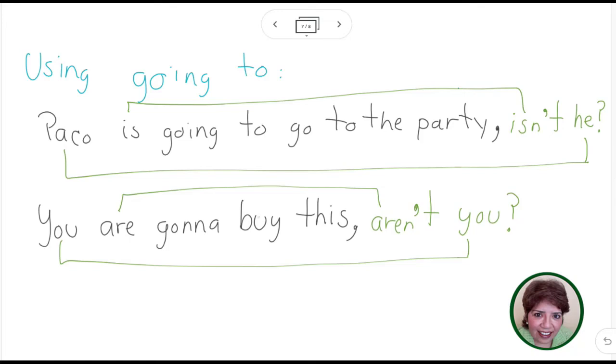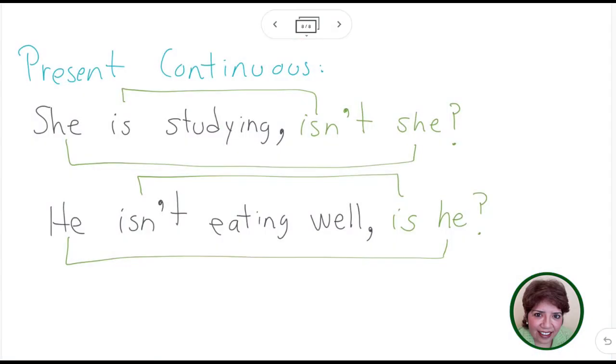And we have another example using this word, going to, gonna. You are gonna buy this. The negative form for are, the opposite, is aren't, plus the pronoun you. Yes. Let's see another example using present continuous, again with two verbs, is studying.